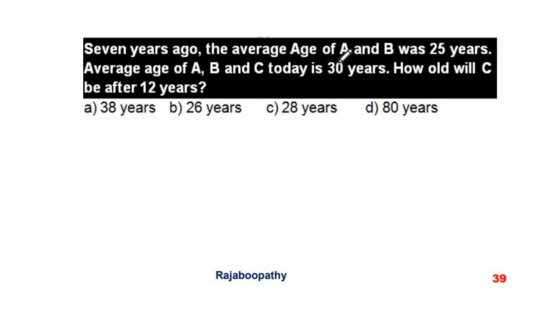Seven years ago, the average age of A, B, C was 25. The average age of A, B, C now is 30 years. How old is C after 12 years?